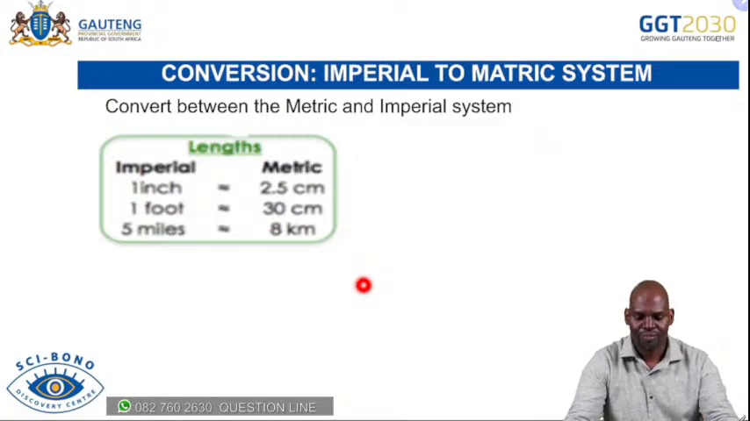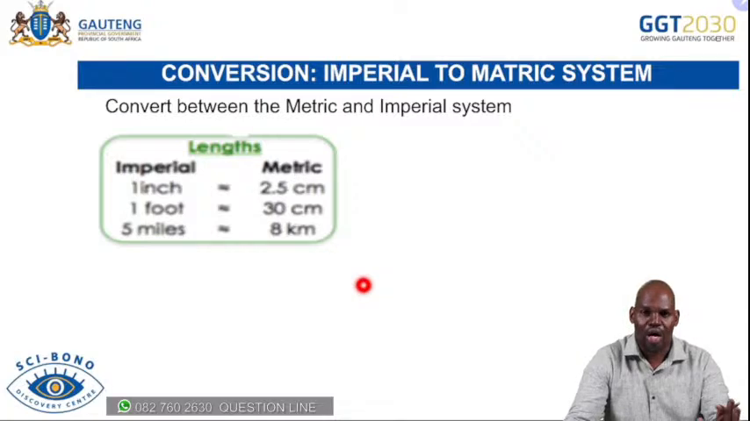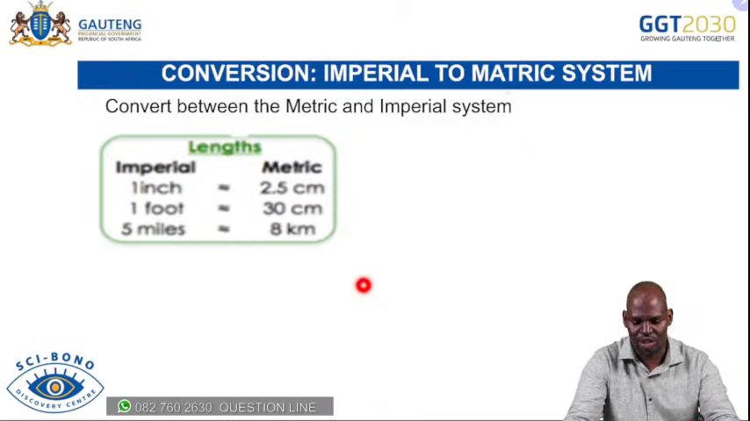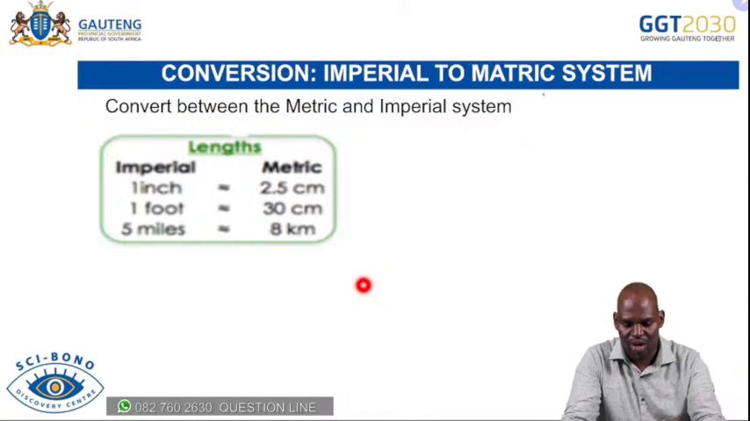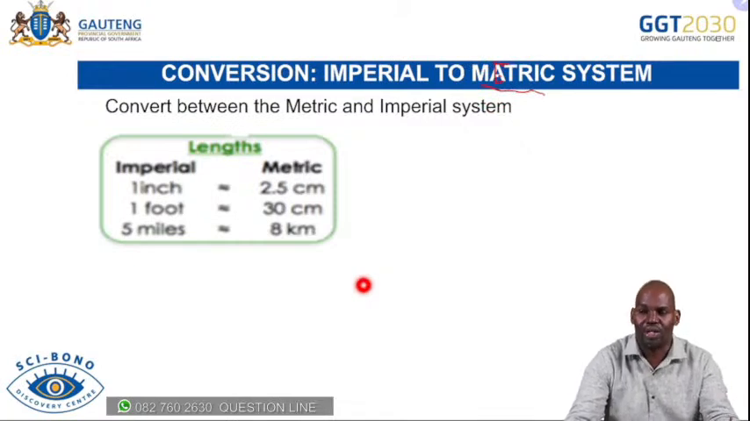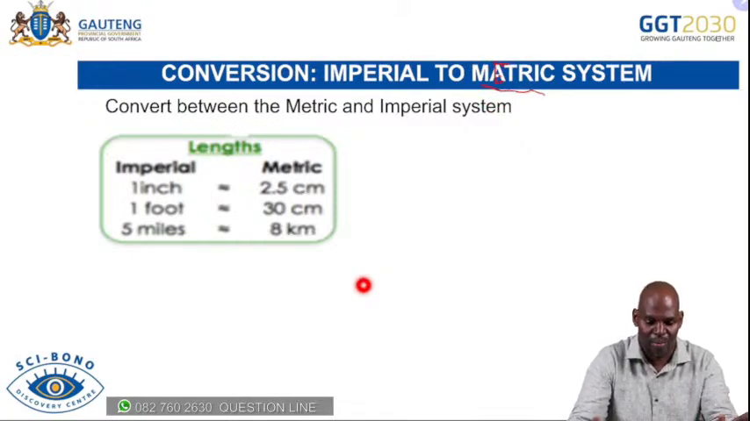The next one is we're going to look at how to convert between imperial and metric units. Sorry, there's a spelling error there. It must be metric system, imperial to metric system. Remember, we explained the difference between the two.